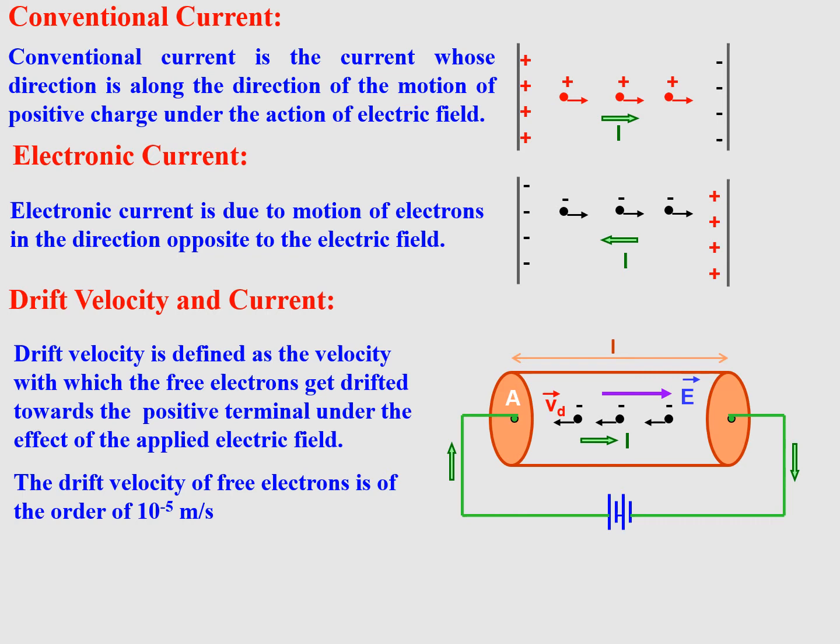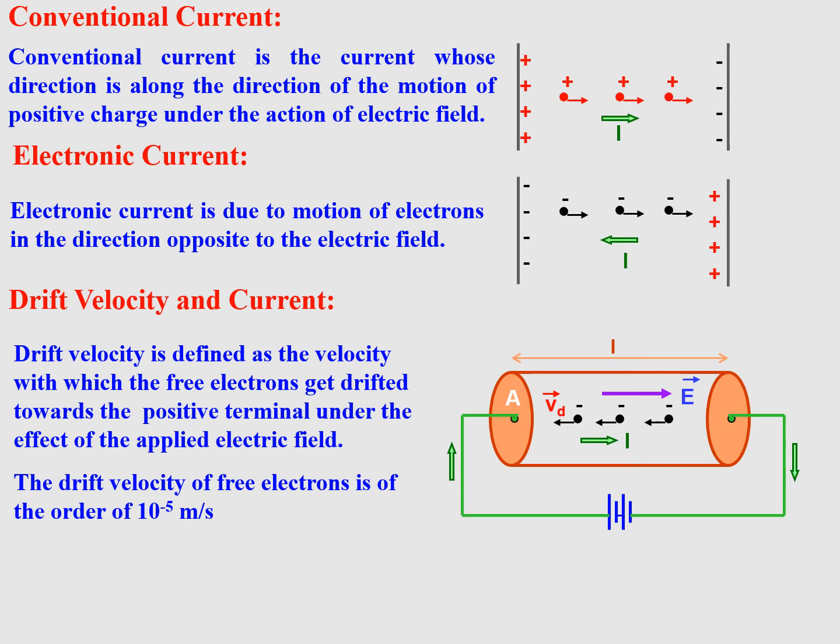As in this figure, you can see that we have taken a conductor and it's connected with a battery. Before applying voltage, electrons were randomly moving, and due to their motion, net current was zero. But when we provide a potential difference, electrons start moving towards the positive terminal of the battery, because the electrons experience a force in a direction opposite to the electric field.